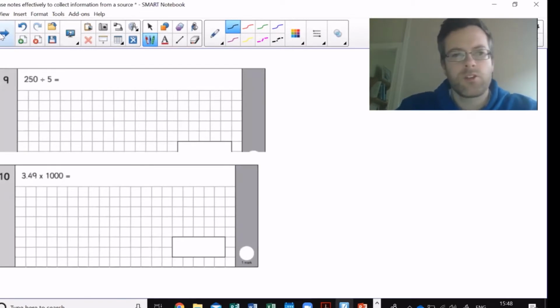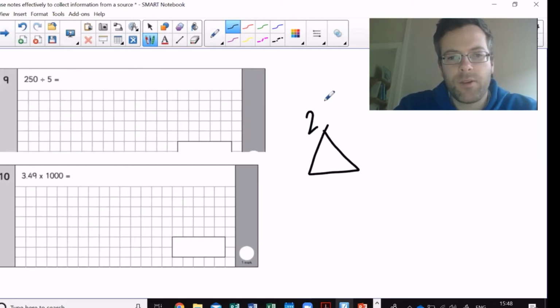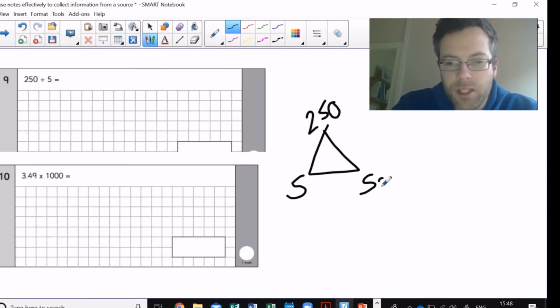Next one. 250 divided by 5. Well, that to me looks a lot like 25 divided by 5. But in this case, I'm dividing 250. 25 divided by 5 will be 5, but I've multiplied that by 10, so I'm going to multiply this one by 10. So my answer is 50.